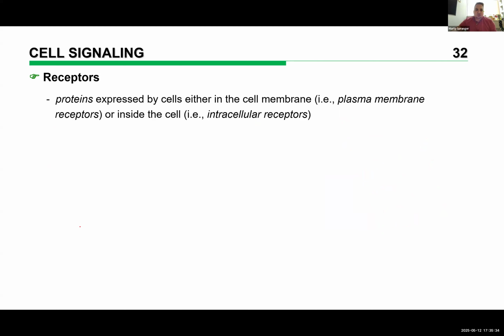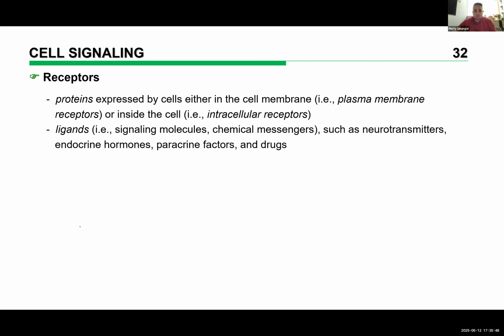So we got these receptors, proteins expressed by cells. They're either in the cell membrane, so we call them plasma membrane receptors or cell surface receptors. Then we also have ones on the inside of the cell. We call them intracellular receptors. What binds to these receptors are ligands, either way you like to say that. These are signaling molecules or chemical messengers. They could be neurotransmitters, endocrine hormones, neuromodulators, a lot of things. Generally speaking, for this class, they'll be neurotransmitters.